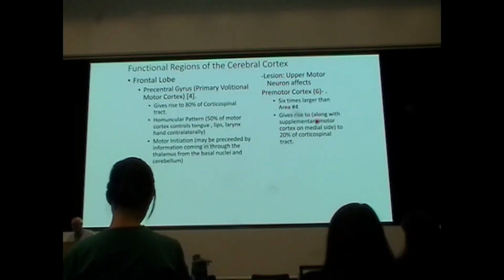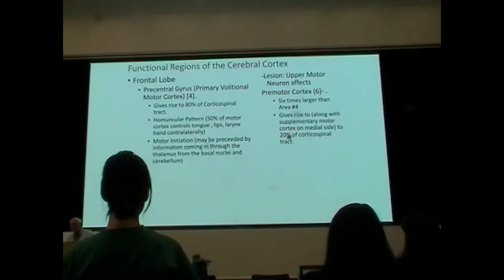It gives rise, along with the supplementary motor cortex on the medial side, to 20% of the corticospinal tract. So that's basically 100% of the corticospinal pathway, strictly corticospinal and corticobulbar, but also we have information arising from the supplementary motor cortex, which would give the rest of the corticospinal pathway.